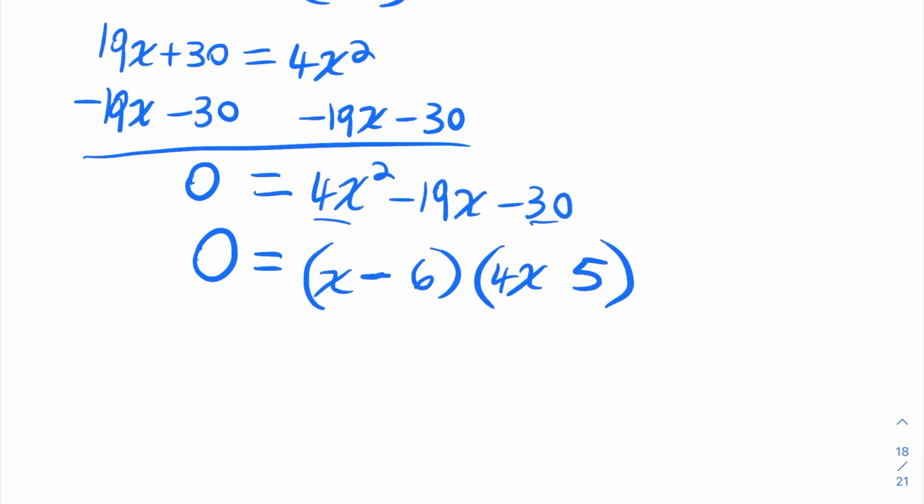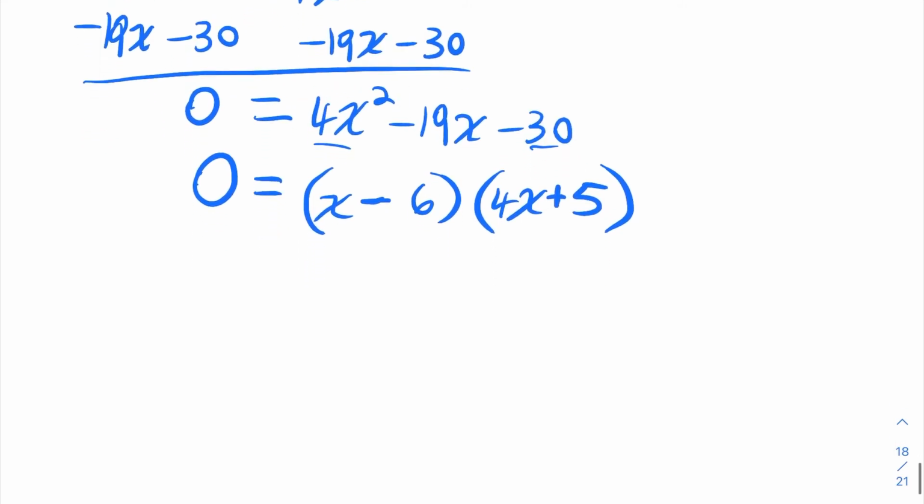Let's try negative 6 and positive 5. And I think that works out. First times first would give me 4x squared. Outside outside would give me positive 5x. Inside inside would give me negative 24x. And 5x minus 24x is negative 19x. And then negative 6 times positive 5 is negative 30. So that is it.